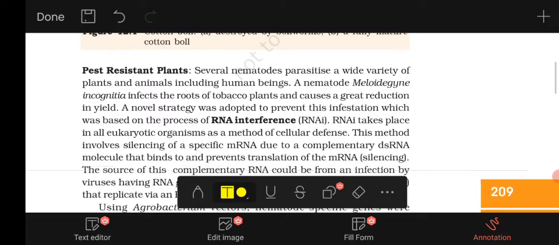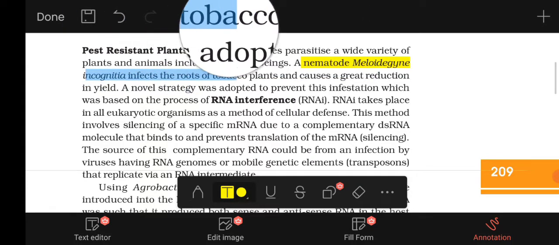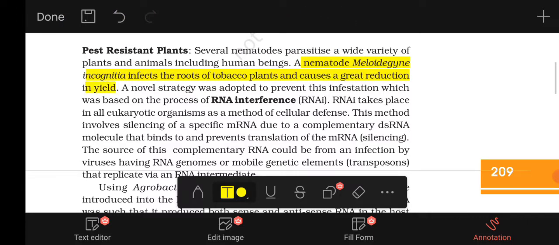Okay, so the pest resistant plants. Several nematodes parasitize a wide variety of plants and animals, including human beings. A nematode called Meloidogyne incognita infects the roots of the tobacco plant and causes great reduction in the yield. So the parasite Meloidogyne incognita infects the roots of tobacco plants, and then it causes reduction in the yield, maybe because it interferes in the metabolism or something else.